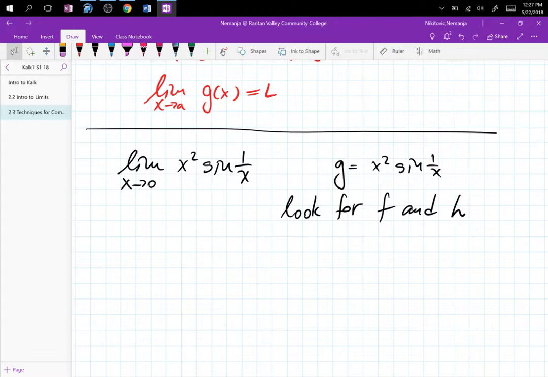Now, we achieve that by understanding something from pre-calc 2, because there's trig lurking around. Sine of anything over here is bounded by 1.